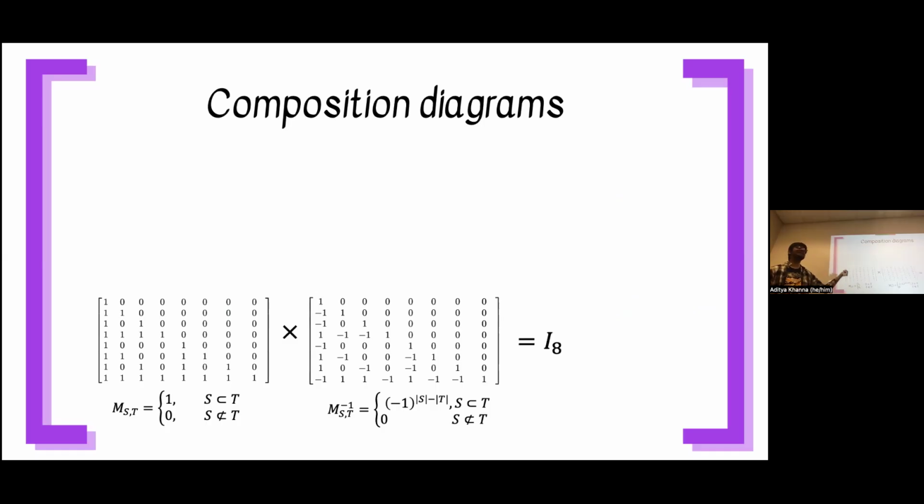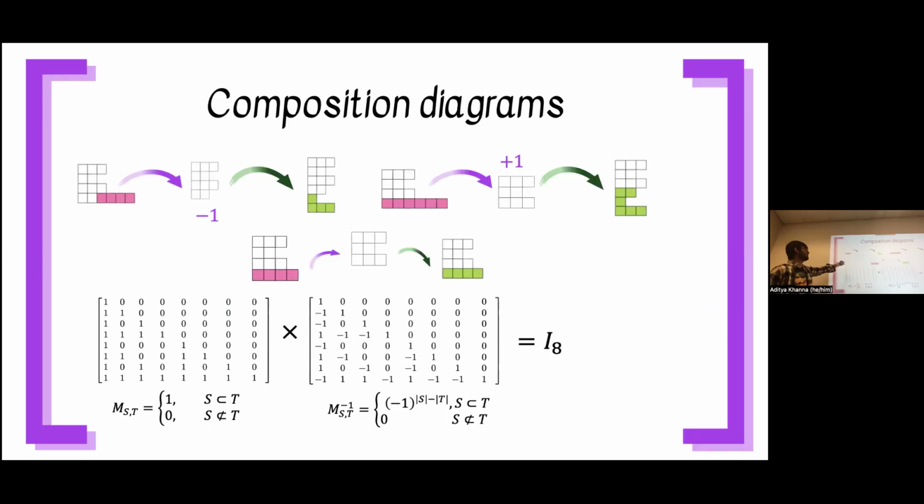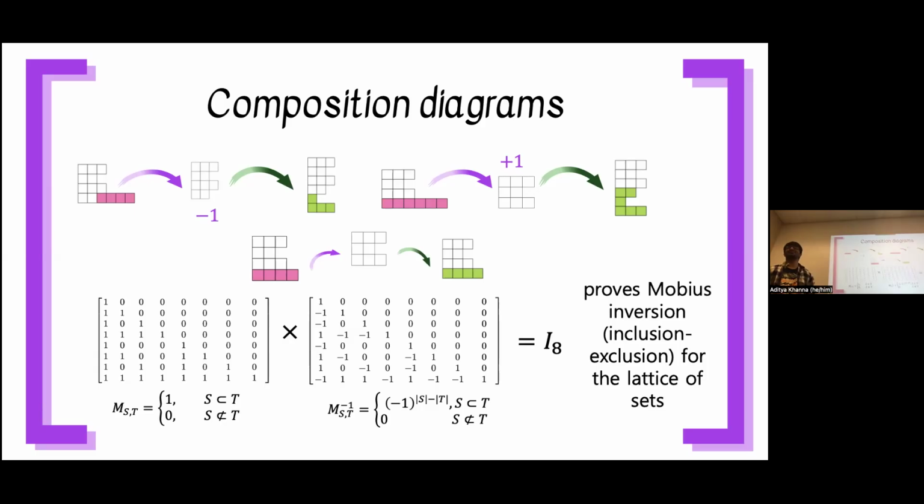So the fact that this is equal to the identity, you can prove it using this thing called composition diagrams. Again, remove, add, opposite sign, -1 + 1, 0. Right? It's the same flavor. This is, by the way, the inclusion-exclusion principle. So this is a diagrammatic proof of inclusion-exclusion on the lattice of sets.